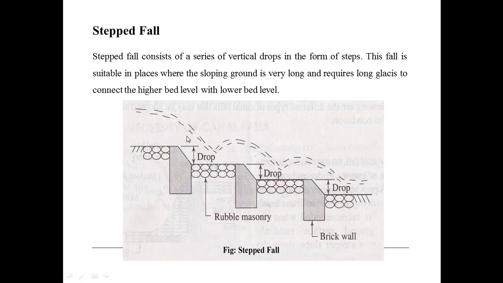The water comes from here and drops here, then travels this distance and drops again. So step by step the water drops or falls, and the higher bed level is transferred to the lower bed level. This is how the stepped fall works.